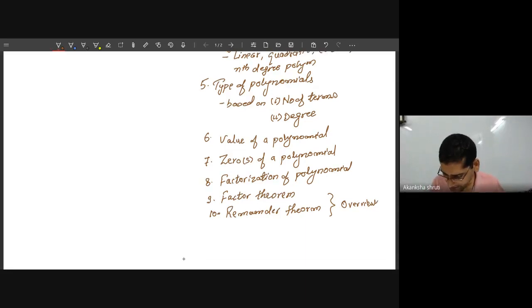Then another one is the division of polynomial, like addition, subtraction of numbers. There could be addition, subtraction of two or more polynomials. There could be multiplication of polynomials. There could be division of polynomials. So division of polynomials.